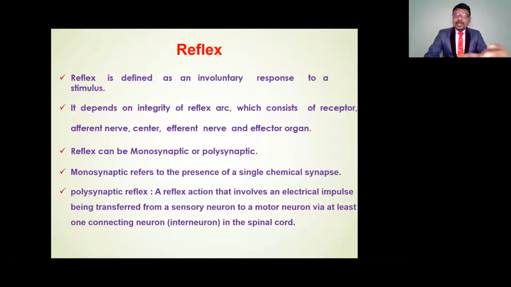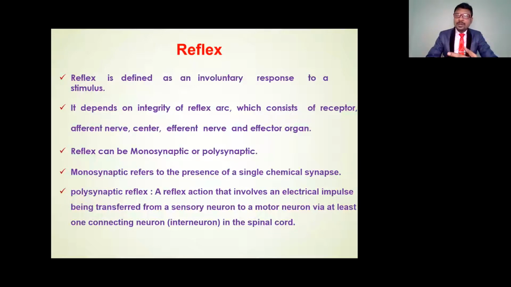Before going to start, I just want to explain what is reflex. Reflex is nothing but the involuntary response to the stimulus. You need not put any effort to give the response. So that is called the reflex. A simple example is if anybody tries to poke your eyes, you are going to close your eyes. That is your response. That is not voluntary, it is involuntary.